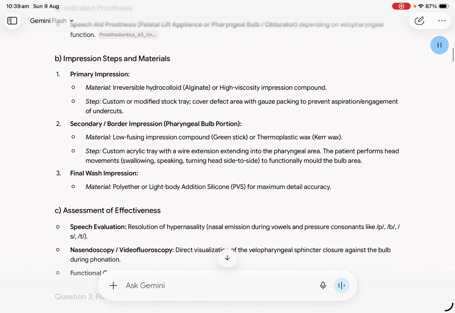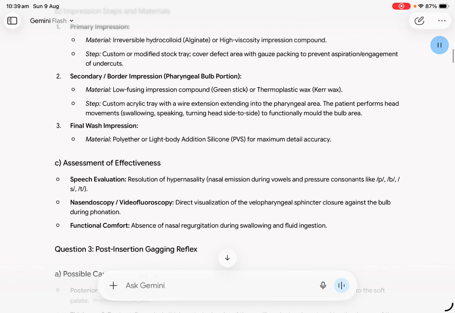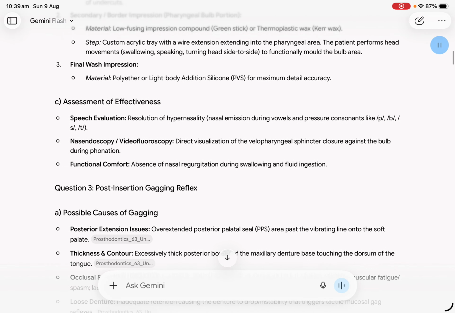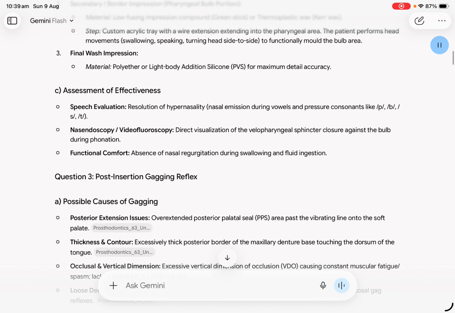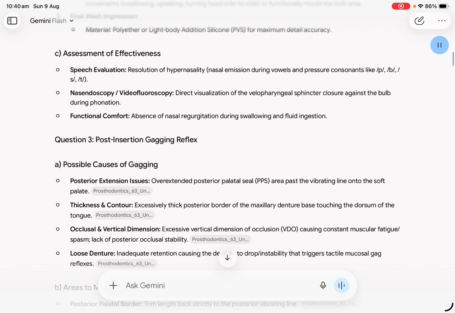3. Final wash impression. Material: polyether or light body addition silicone, PVS, for maximum detail accuracy. C. Assessment of effectiveness. Speech evaluation: resolution of hypernasality, nasal emission during vowels and pressure consonants like /b/, /p/. Nasal endoscopy/video fluoroscopy: direct visualization of the velopharyngeal sphincter closure against the bulb during phonation. Functional comfort: absence of nasal regurgitation during swallowing and fluid ingestion.